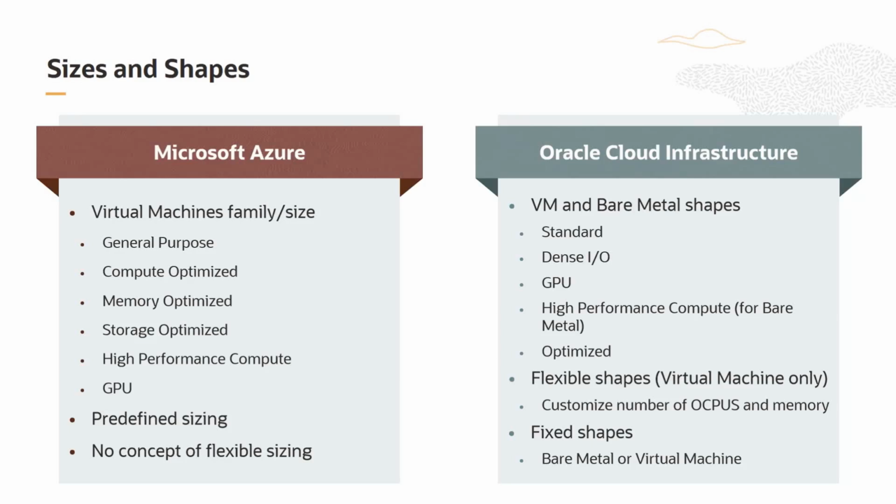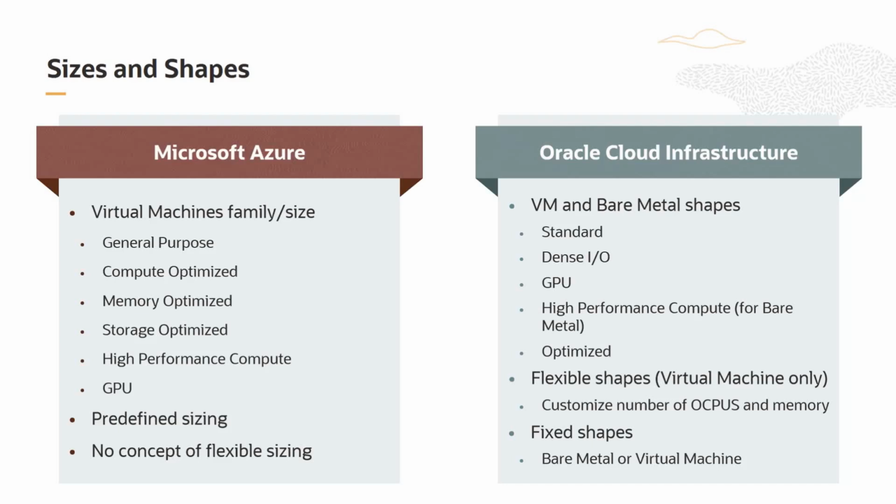In OCI, a shape is a template that determines the number of OCPUs, the amount of memory, and other resources that are allocated to an instance. For virtual machine and bare metal, standard, dense IO, GPU, and optimized shapes are available. In addition to this, the bare metal instances also have high performance compute shapes.